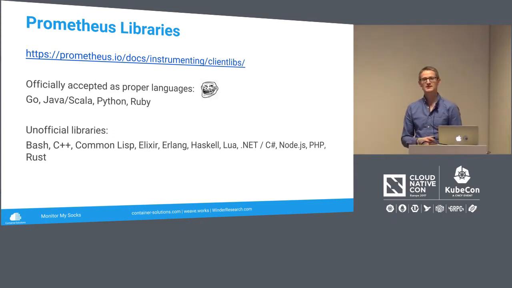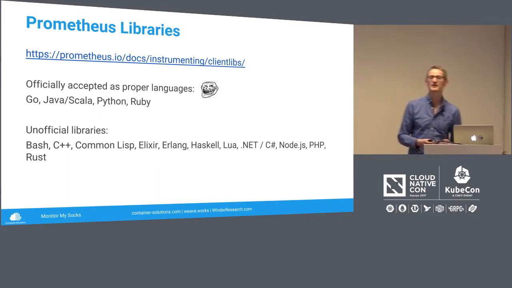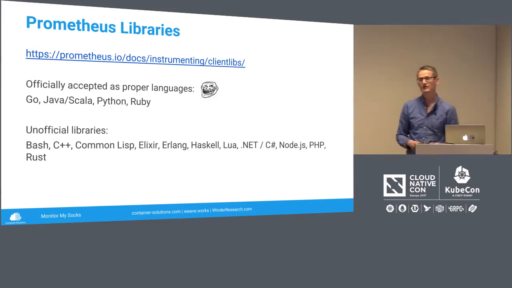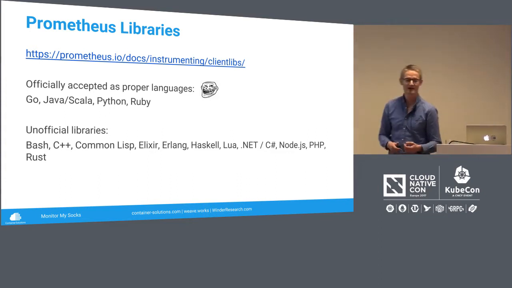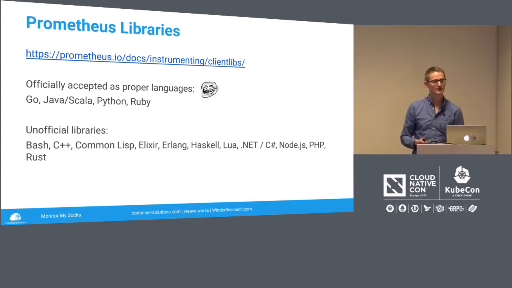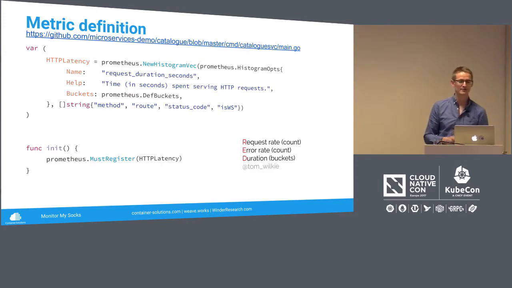So the Prometheus libraries. There are several officially supported Prometheus libraries: Go, Java, Scala, Python, Ruby. There are also lots of unofficial ones, which, from what I've seen, are generally of good quality as well. We use the Node.js one in our application, and that's solid. So I wouldn't worry too much about using a third-party library.